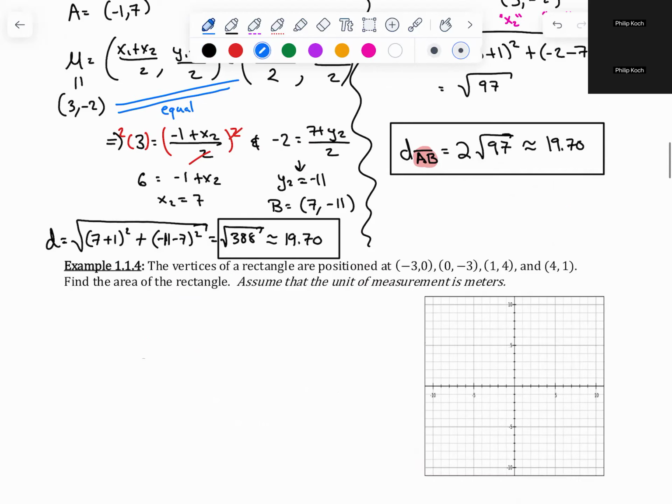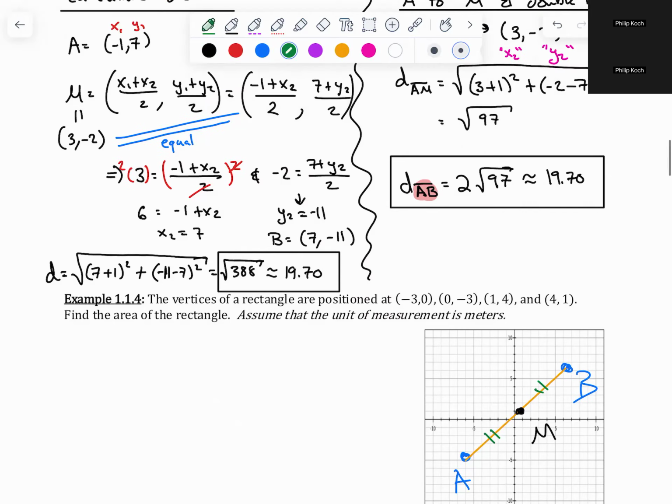Like visually, what's happening, you don't need to draw it. Like here's A, here's B, and then M is somewhere right about there. And this distance is the same as this distance. So if I find the distance from A to M and double it, I get the distance from A to B, as you see here.